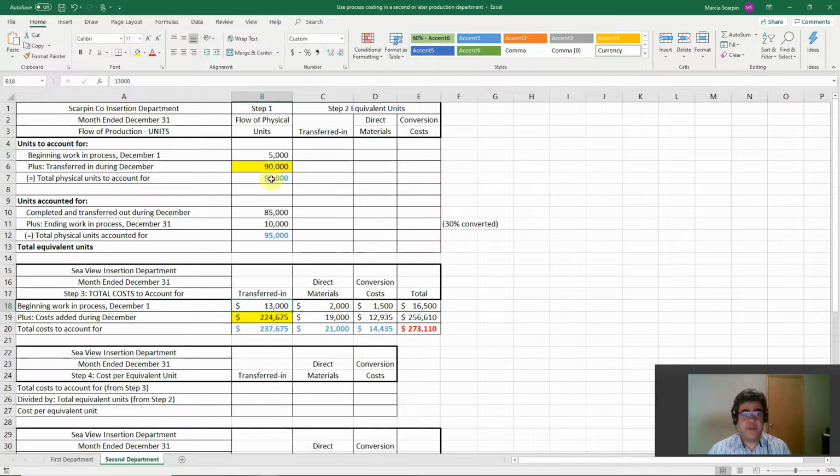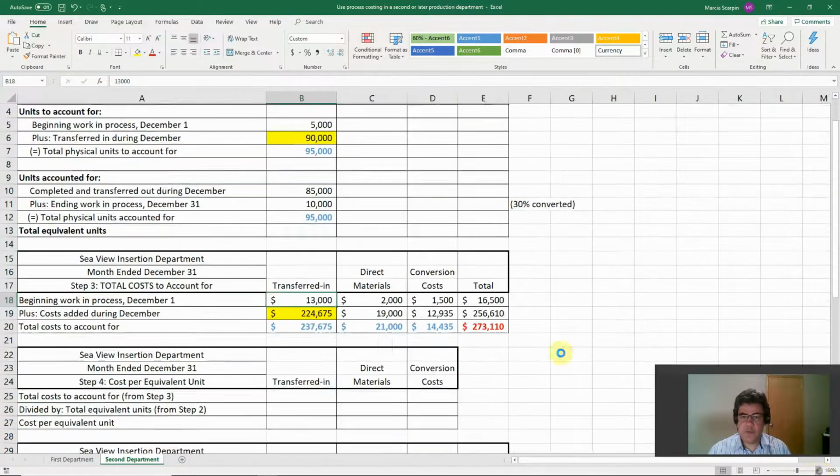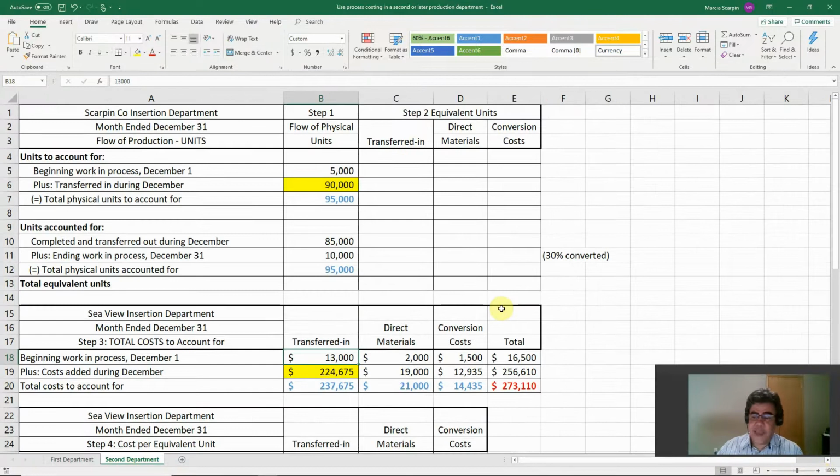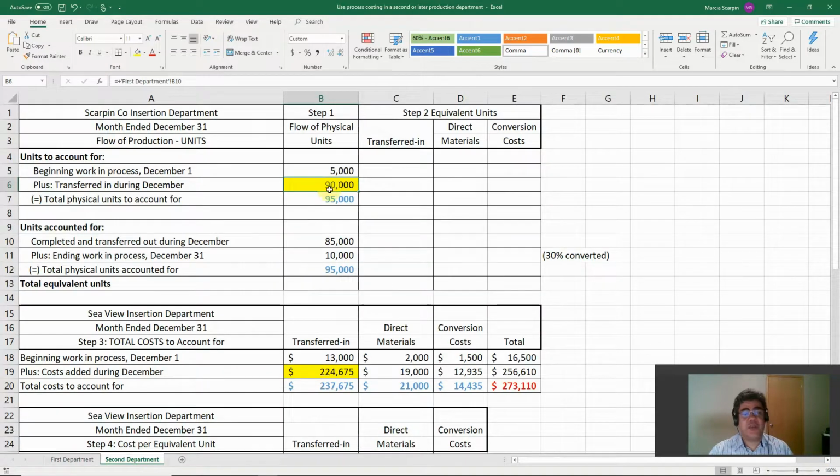So what do we have here? Let me zoom in for a better view. Step number one: beginning work in process, 5,000 units. Transferred in during December, here we will grab the numbers from our previous video about the first department. That is in this sheet here. So the completed and transferred out is 90,000 units. So this is the transferred in to the second department.